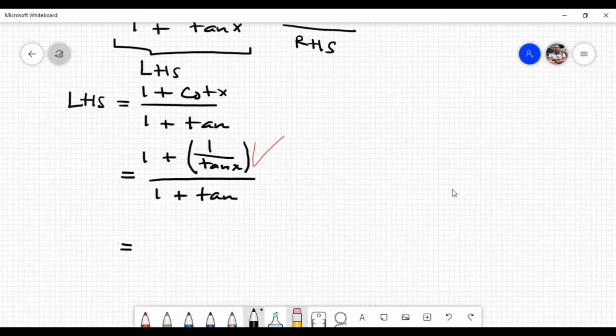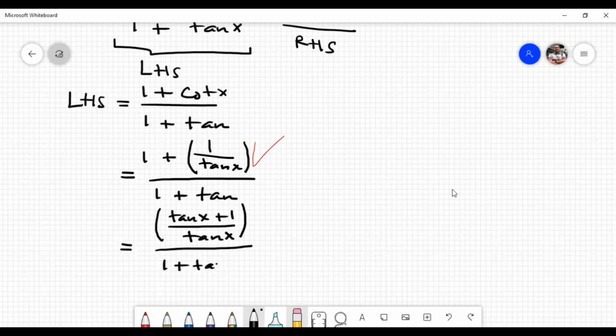Okay, so here I will have tangent x plus 1 out of tangent x. What do you think? Do you get it? I think you get it, yeah? Out of 1 plus tangent x. Oops, I forget x here. Yes, x is also x. Okay, I think no problem with the first one, yeah?